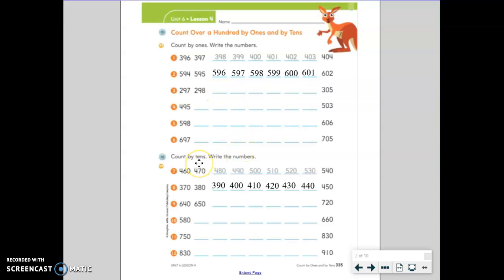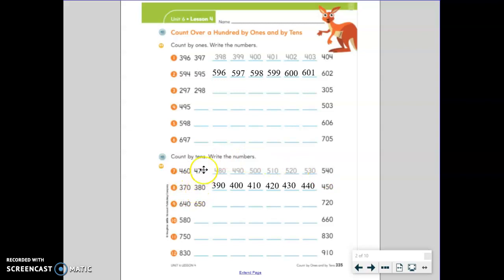Down at the bottom, you're going to be counting by tens. So think 10, 20, 30, 40, 50, 60, 70, 80, 90, 100. So whenever we hit 90, we're going to be making a new 100. So if we start here, 460, 470, 480, 490. Now our 100's going to go up by 1. So instead of 400s, we're going to have 500, 510, 520, 530, 540.